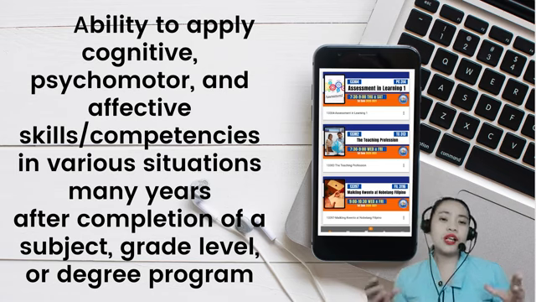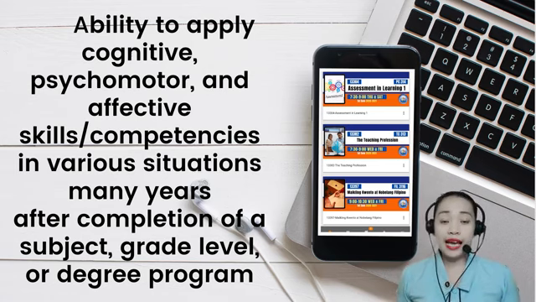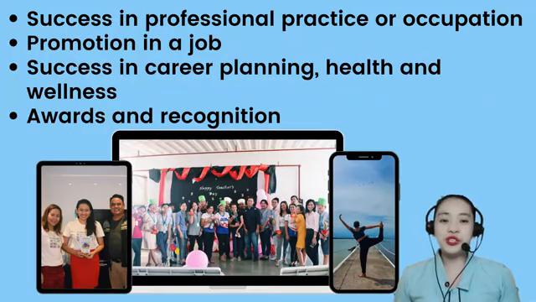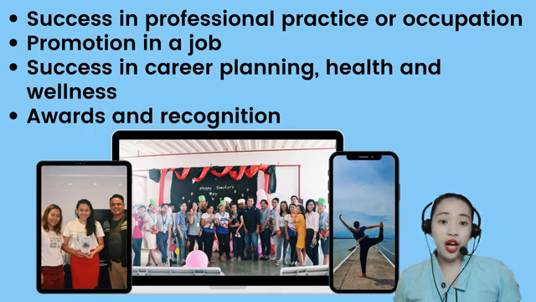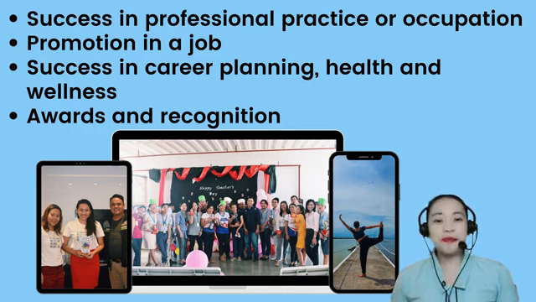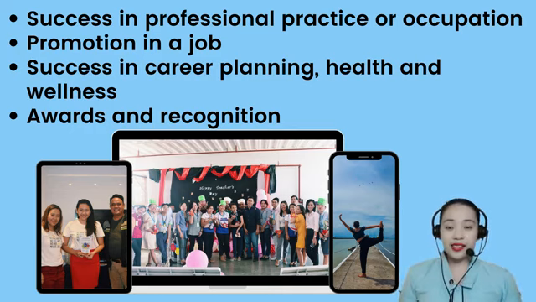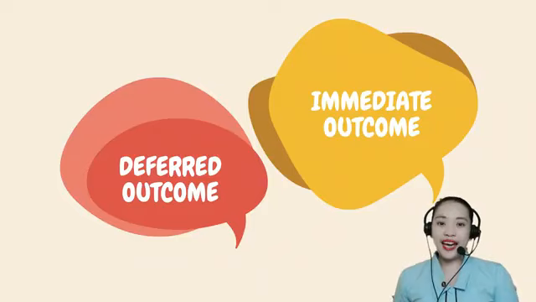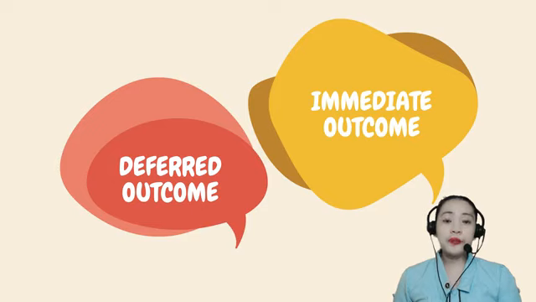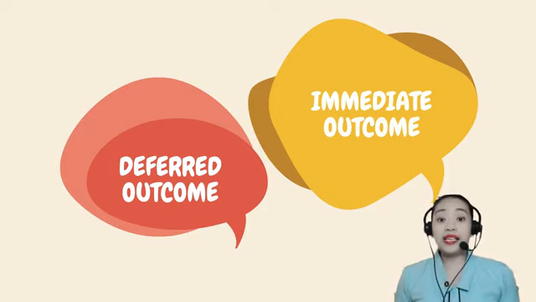So it would take us many years to observe these outcomes. Examples, we have success in professional practice or occupation. Second, promotion in a job. Third, success in career planning, health, and wellness. And fourth, awards and recognition. So again, when we say immediate outcome, the outcome happens immediately.